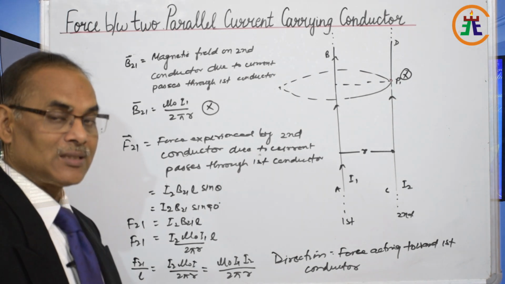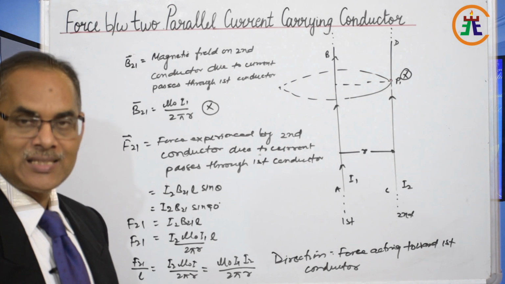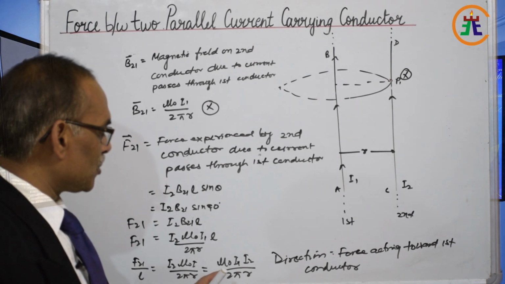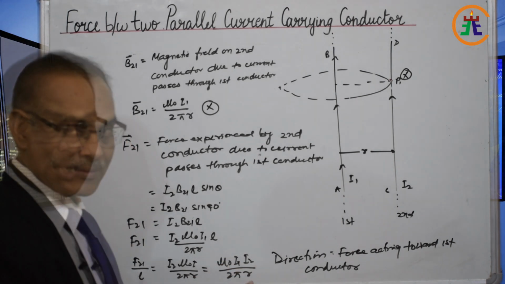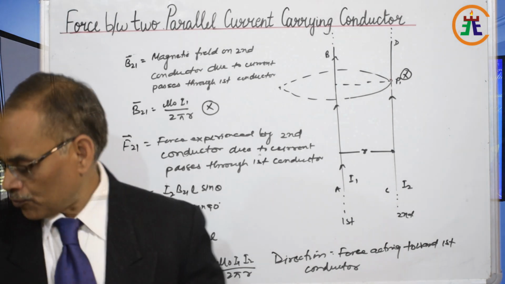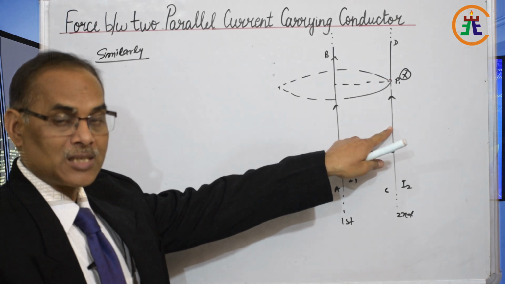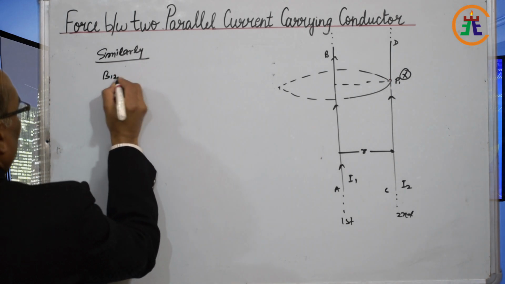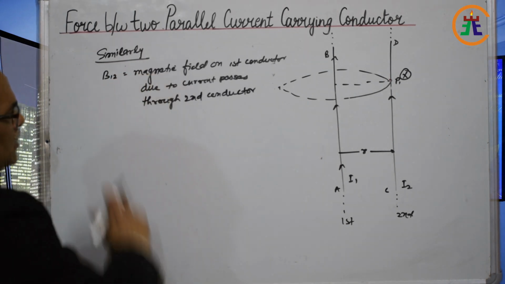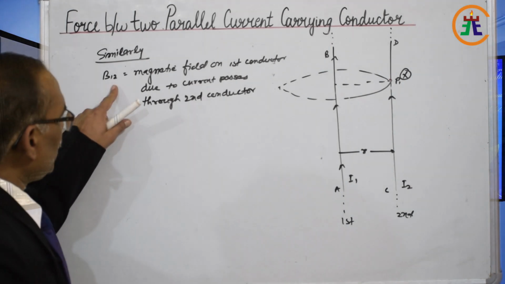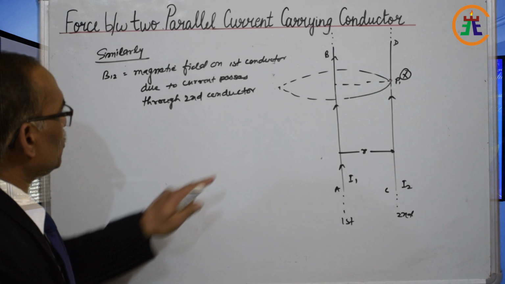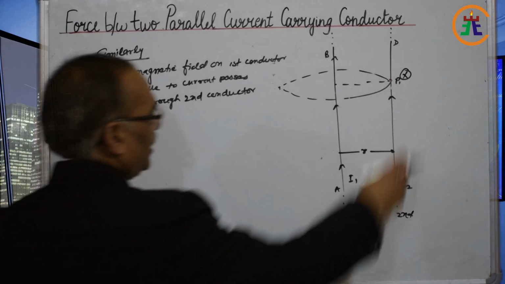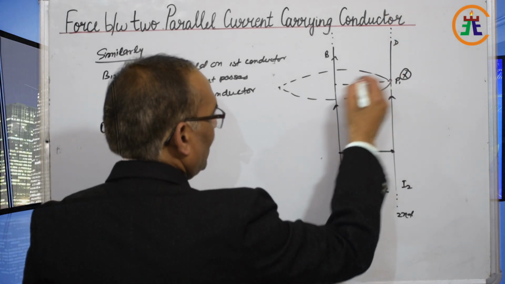The first conductor is inside the magnetic field, hence it will experience a force, and the magnitude of the force will be the same as that, mu naught I1 I2 upon 2 pi R. And what will be the direction? Now we are going to find the magnetic field on the first conductor due to the current passing through the second conductor. Similarly, B12, that is the magnetic field on the first conductor due to the current passing through the second conductor, and this is equal to B21.